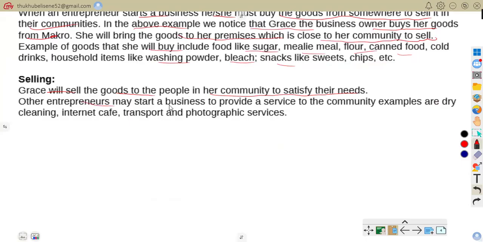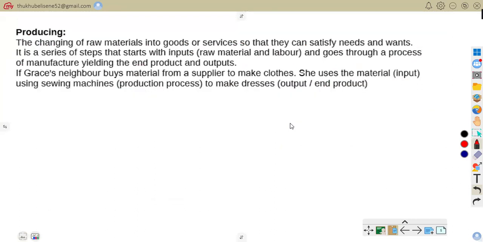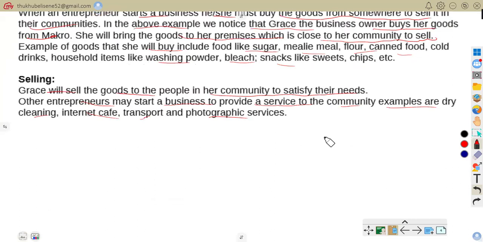Other entrepreneurs may start a business to provide a service to the community. Examples are dry cleaning, internet, transport, as well as photographic services. So that is that.